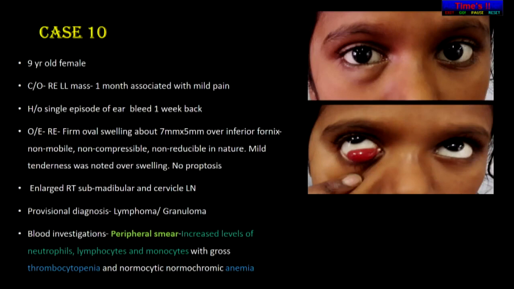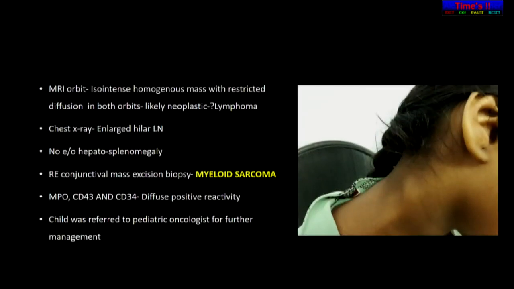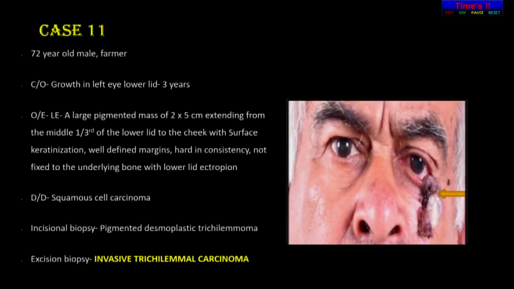And this is a case of a small child, a 9-year-old, who presented with a right eye conjunctival mass of 1 month, no history of weight loss or fever, and we thought it was a lymphoma or a granuloma, but peripheral smear showed increased neutrophils with thrombocytopenia, and she had lymph nodes in the cervical region, and biopsy came out as myeloid sarcoma, and she was referred to an oncologist for further management.